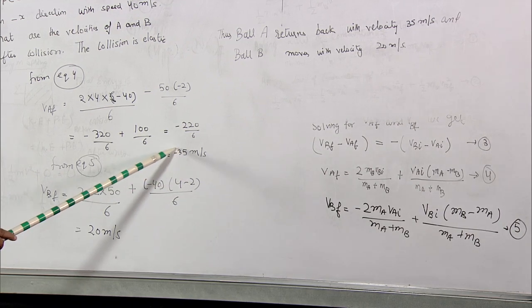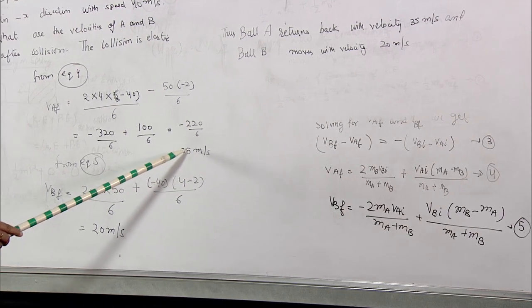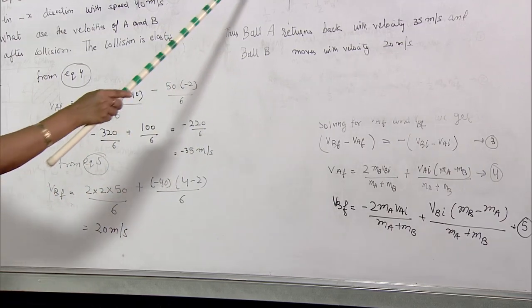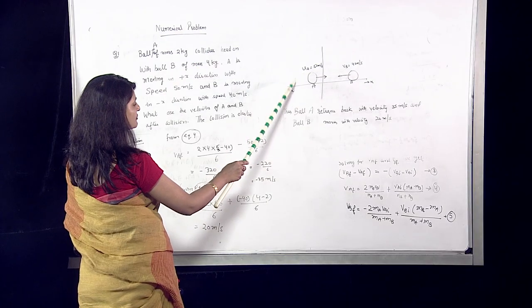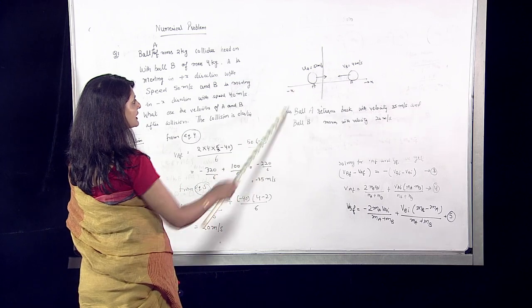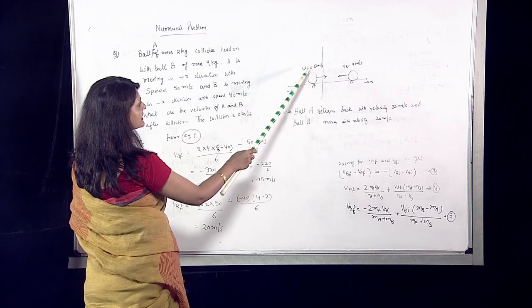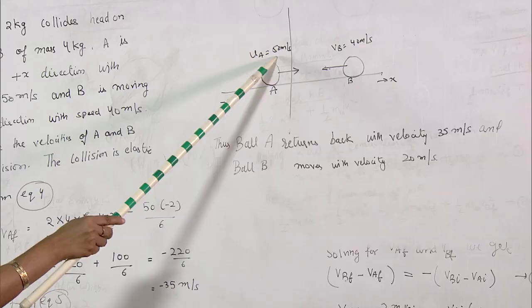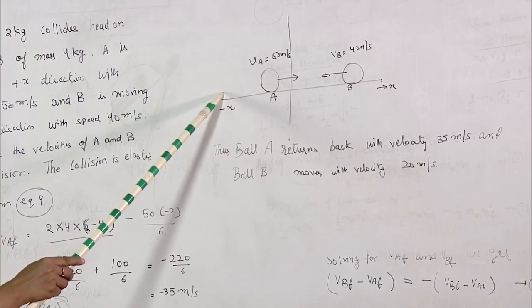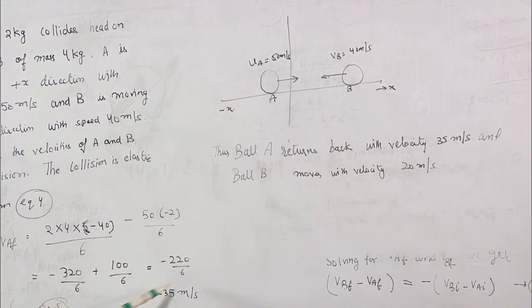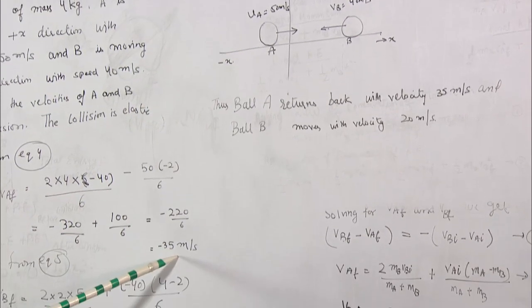What does this negative sign signify? It says that after collision, this ball moves in the negative x direction with the velocity minus 35, that is 35. So this means the initial ball was having a velocity 50 and after collision it is moving with the velocity 35, that too in the opposite direction. So there is a decrease in the speed of the ball.